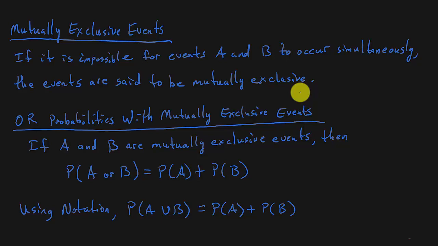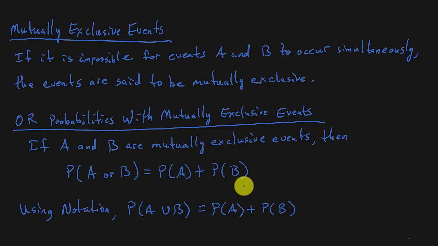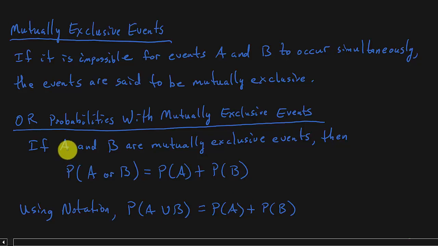Now let's look at probabilities with mutually exclusive events. So if A and B are mutually exclusive events, then the probability of A or B is the probability of A plus the probability of B. So if I want to know what's the probability of me getting this or this, okay? So what's the probability of getting A or B? Well, that's just the probability of A plus the probability of B.